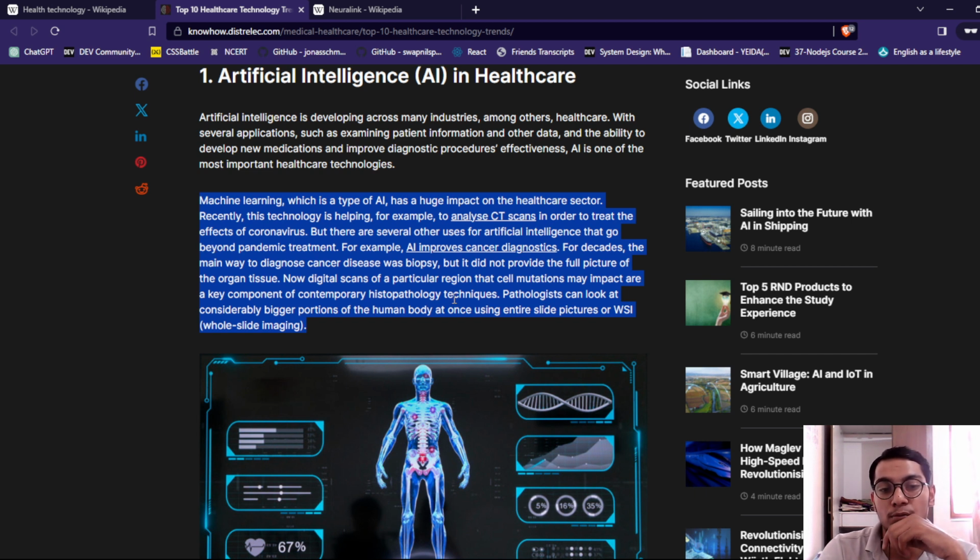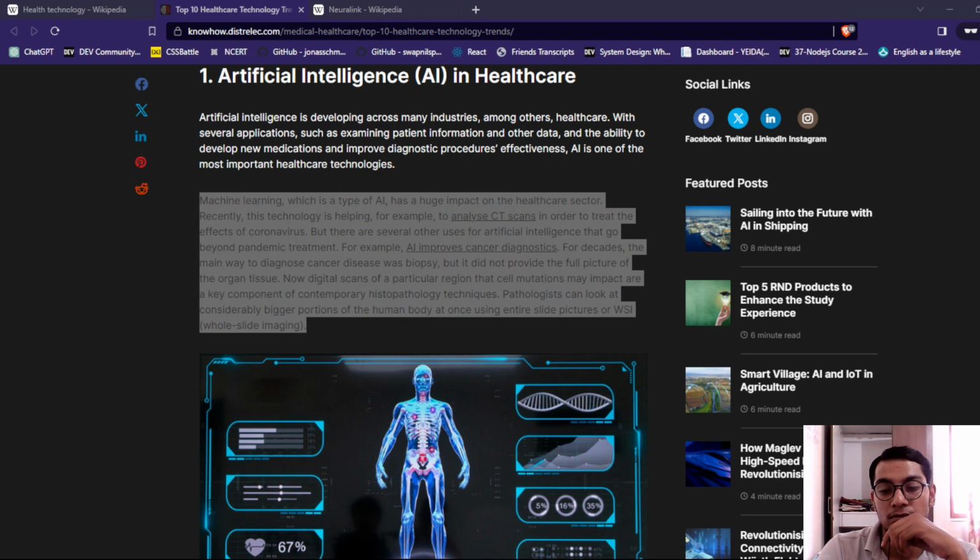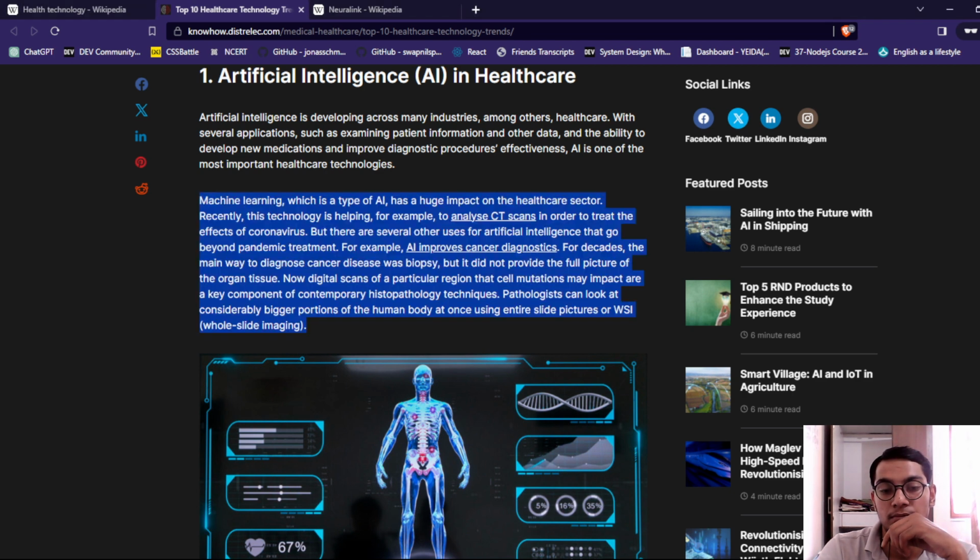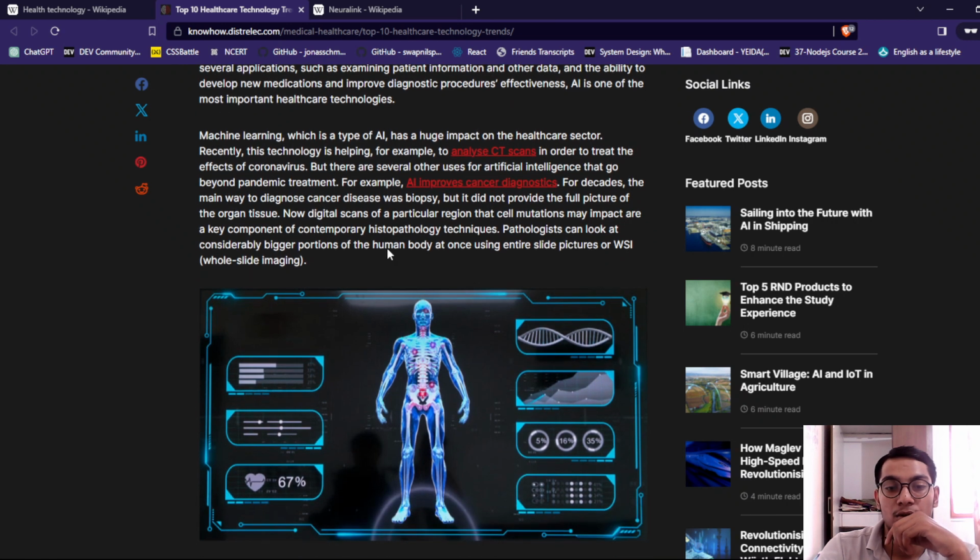For example, AI improves cancer diagnostics. It can improve the accuracy, but it does not provide the full picture of the organ tissue. Now, a digital scan of a particular organ, where there can be a mutation, may impact the key component of competency. With histopathology techniques, a pathologist can look at and consider a bigger portion of the human body at once using whole slide imaging.